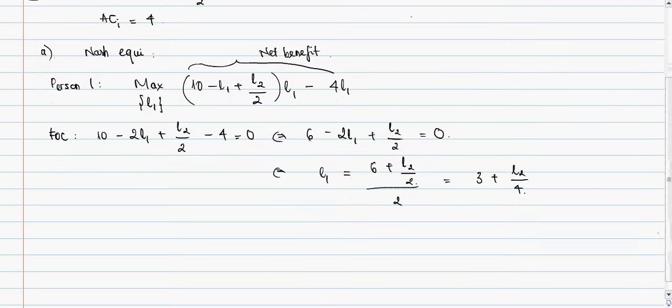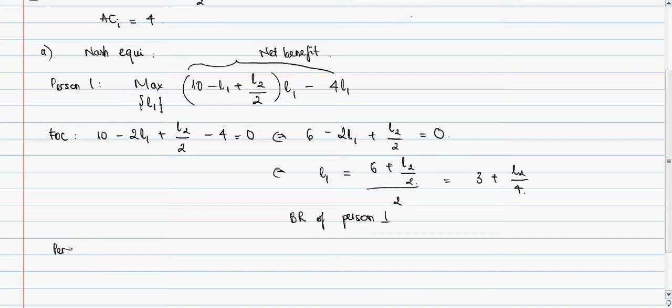Now this is called the best response function of person 1. That basically means this function here is telling you how many hours person 1 will be choosing, given the number of hours chosen by person 2, in order to maximize his net payoff, his net benefit. So by knowing the value of L2, person 1 will be choosing L1 according to this function in order to maximize the net benefit. Okay, so that's the best response function of person 1.